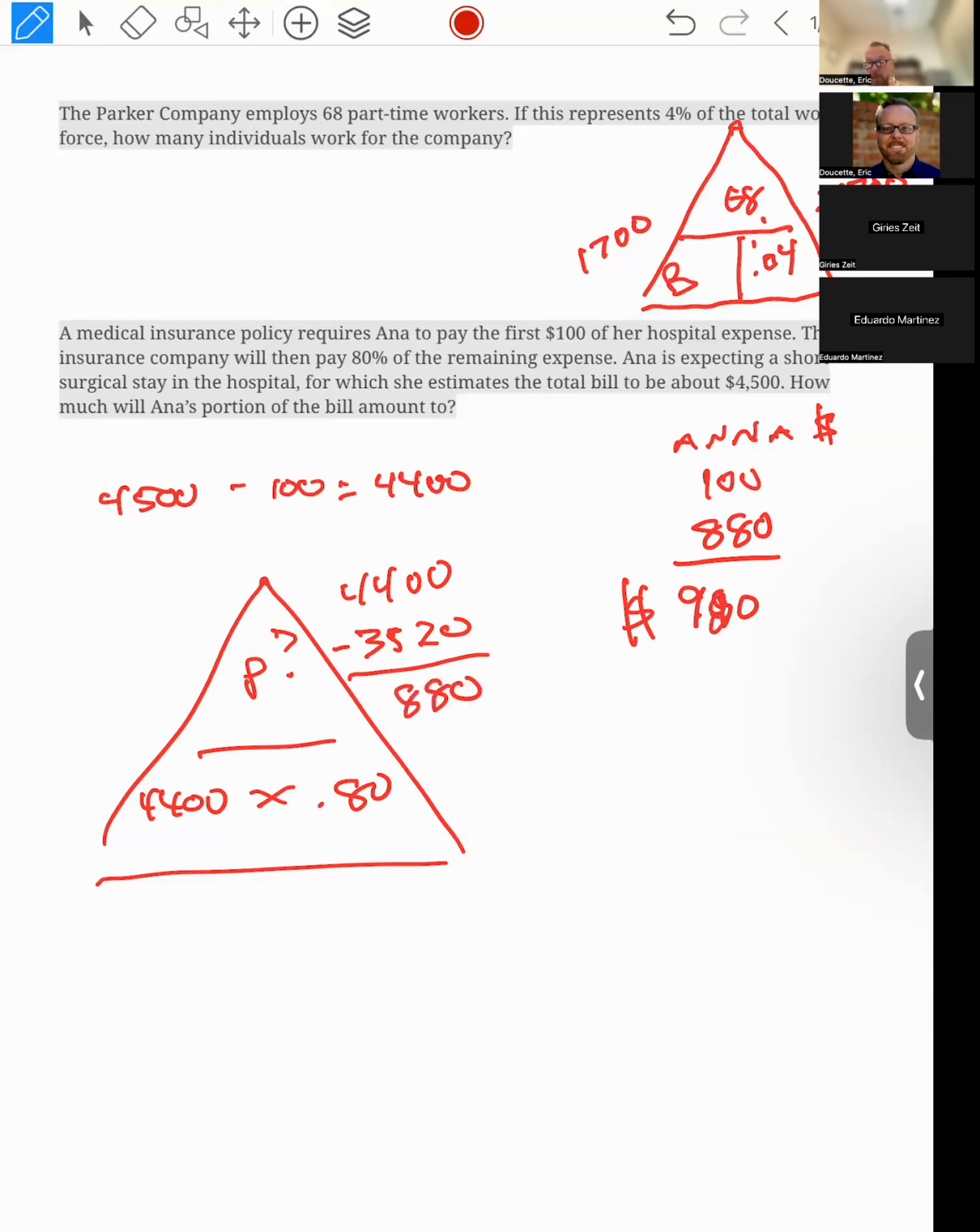Now you got to remember when you're doing word problems is try and make sure that you write down all the factors that you can. I probably could have written down more here than I did, but just keep in mind what their question they're asking. That's the most important thing, is what are they actually asking? So how much of Anna's portion of the bill will amount to? What is their total going to be? And it's going to be $980. So you guys follow me on that? Okay. And I utilized the portion formula to solve the problem.